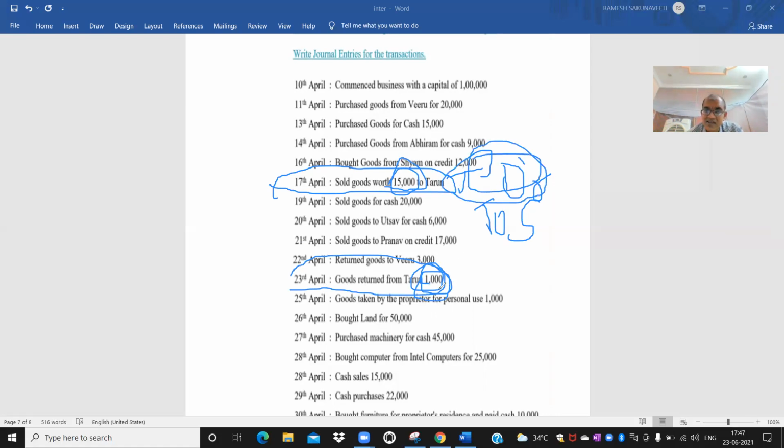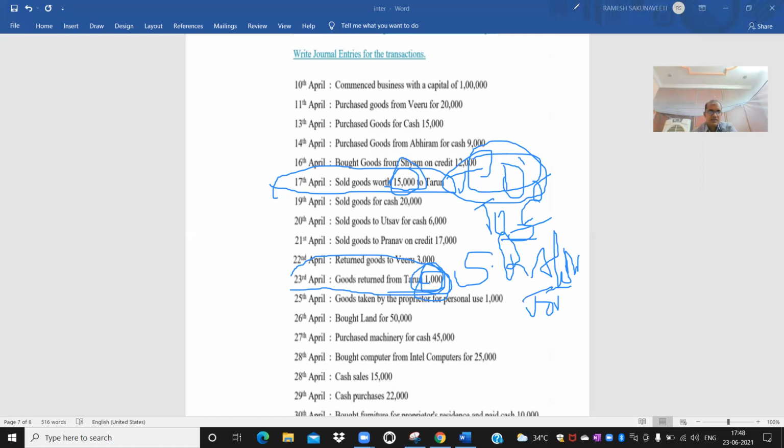But now he has returned some of the goods. So when you are selling to him, it is sales. When he is returning to you, it becomes sales returns. Okay? Sales is always credit. Sales returns is always debit. So sales returns account debit, that 1,000 rupees you will mention, to what is the person? Tarun. To Tarun account 1,000. Likewise, you have to mention. Is it clear or is there any doubt? Yes, sir. No, sir, no doubt.